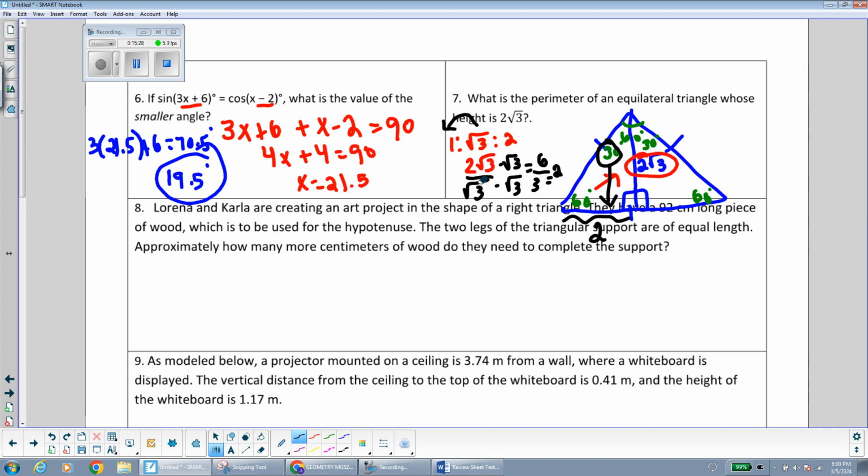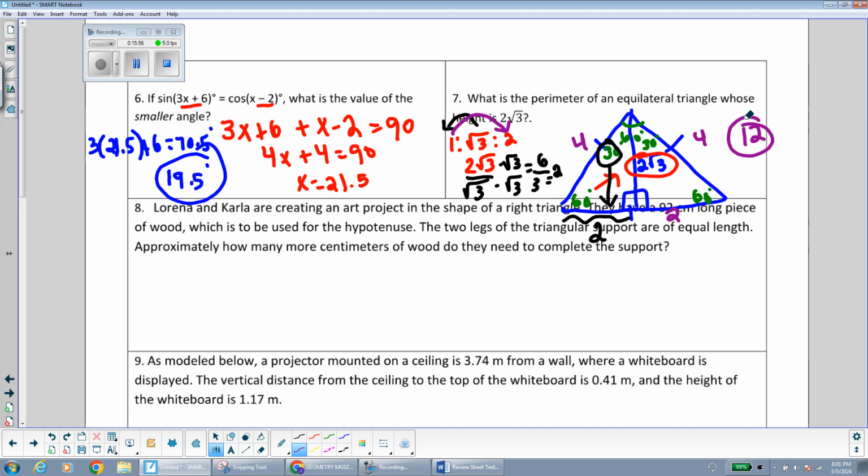And now that we have the short side, super simple to find the longest side, because from the smallest side to the longest side, it's a 1 to 2 ratio. So all you have to do is double the shortest side. So if the shortest side is 2, that makes this 4. So this is also 4. This is 4. So this is 2, 4, 8, 12. 12 is the perimeter.